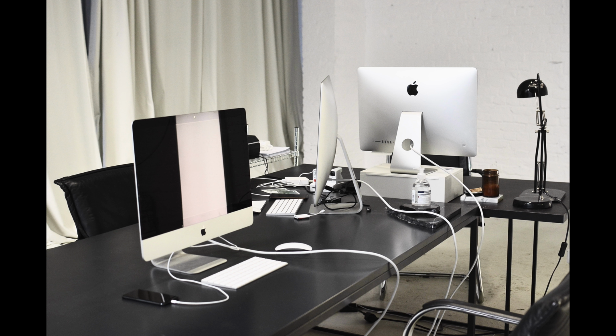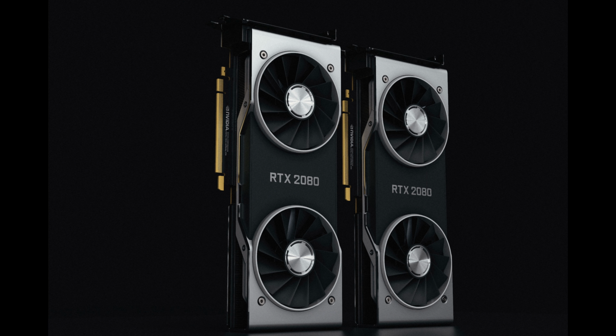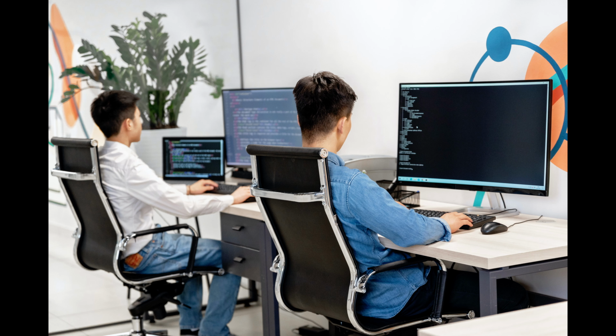Graphics processing unit, GPU. A powerful GPU is essential for efficient mining. Look for GPUs with high hash rates, as they can solve mathematical problems faster. Mining software. You'll need mining software to connect your computer to the Bitcoin network and start mining. Popular options include CG Miner, Easy Miner, and Bitminter.